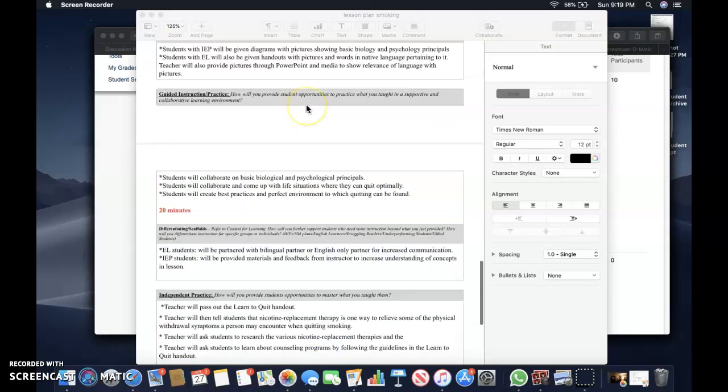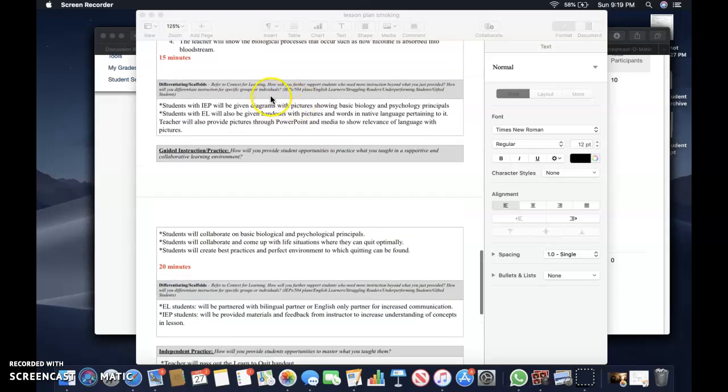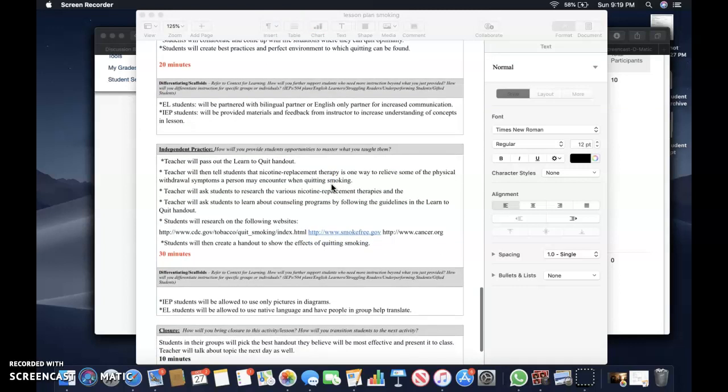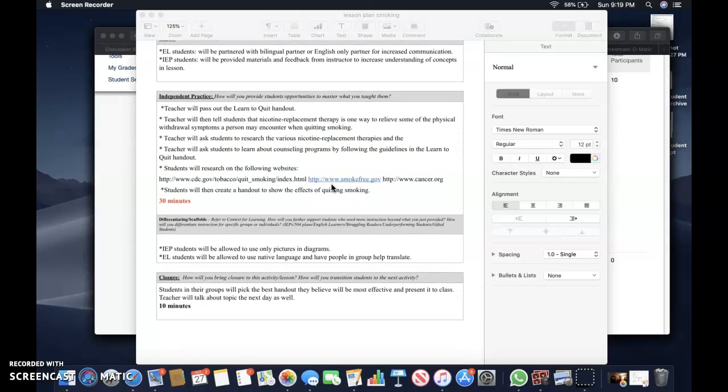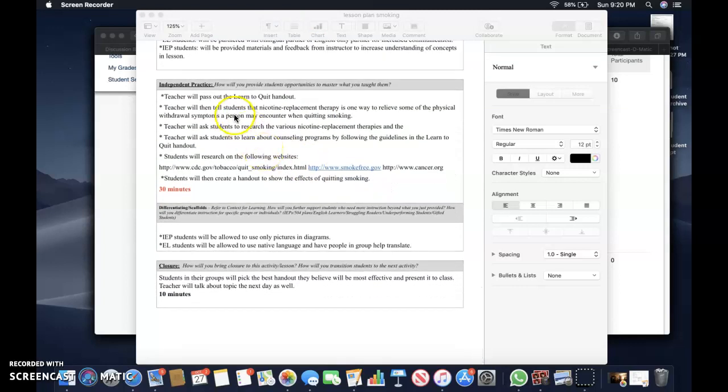And then differentiated scaffolding. I didn't understand why we have to have that in there twice for the lesson plan, but that was the lesson plan template we were given for the EdTPA, so we just followed it. Next, it talks about the independent practices that we'll be doing. Again, differentiated scaffolding, I think we could probably take that out there. And then how we're going to end the lesson.